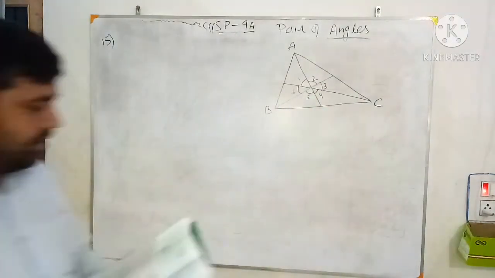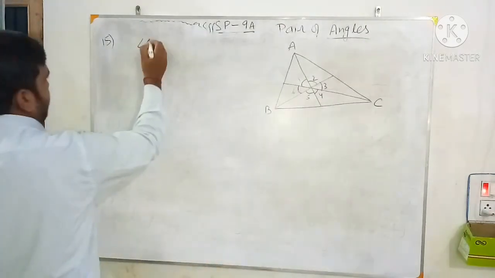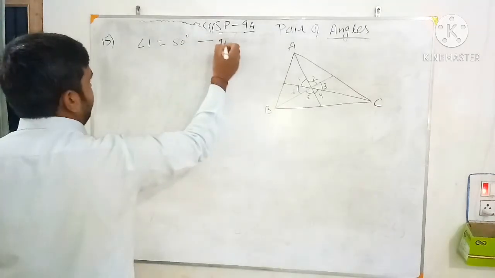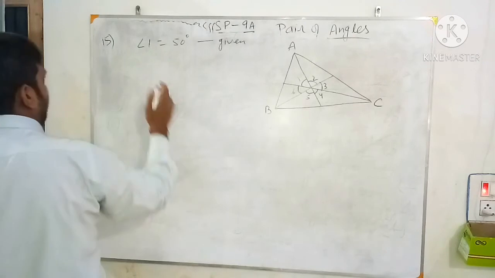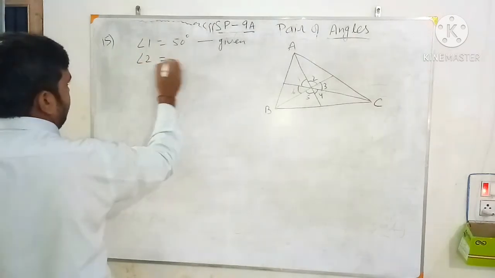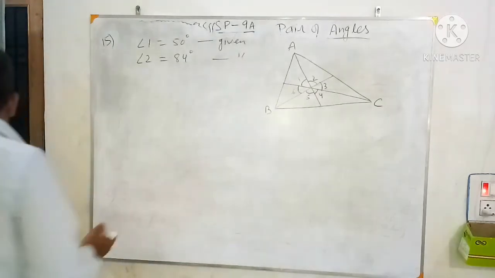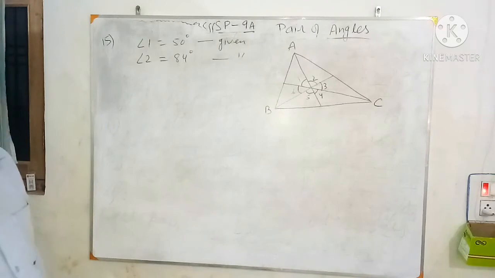Now see this question. In the diagram, angle 1 is equal to 50 degree, given. Angle 2 is equal to 84 degree. It is also given. We have to find the measurement of angle 3, 4, 5 and 6.